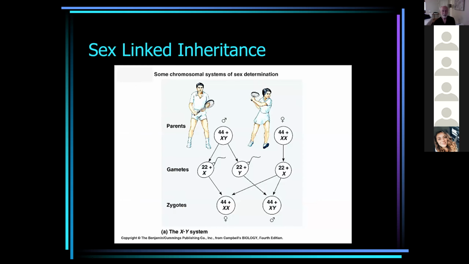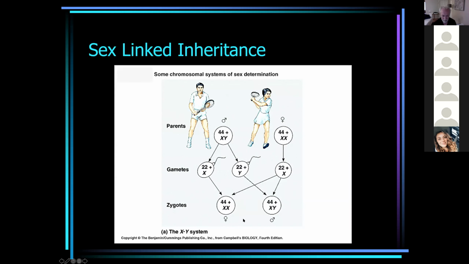So now let's look at sex-linked inheritance. So both males and females have 44 autosomes and 2 sex chromosomes, XY in males, XX in females. So when a male makes gametes, half of his gametes are going to be X and half will be Y. When a female makes gametes, they're all X.